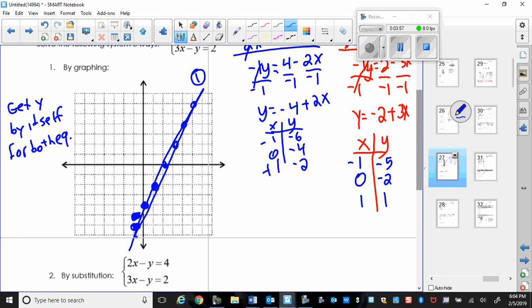I go to 0 and I go down 2. I'm going to do this in red so we can see this a little bit clearer here. Down 2, right? I go 1, 1, so right 1, up 1, right?